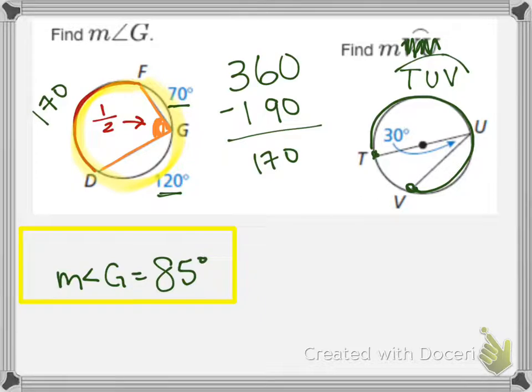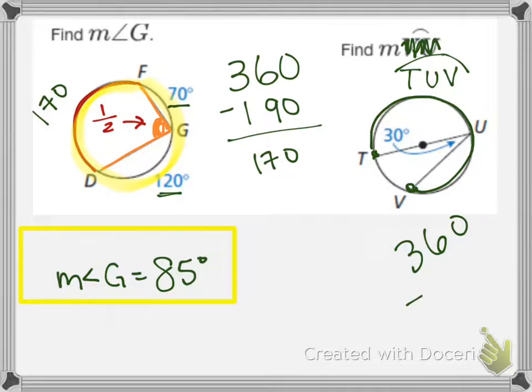Shh, Zoe, I'm filming. Sorry. So we know all the way around the circle, again, is 360. Zoe. Zoe.